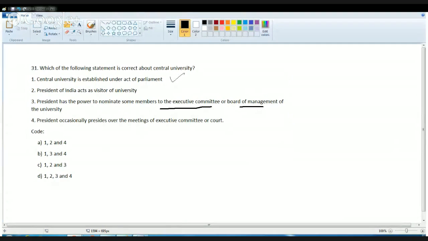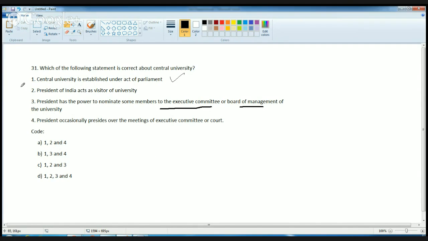He can make any amendments, additions, or repeal the statute of any of the universities. He has the power to suspend or disallow any ordinance. He can inquire into the affairs of any university, and he can resolve any dispute which arises between the selection committee and the executive councils. So these are some of the major functions that the President does.